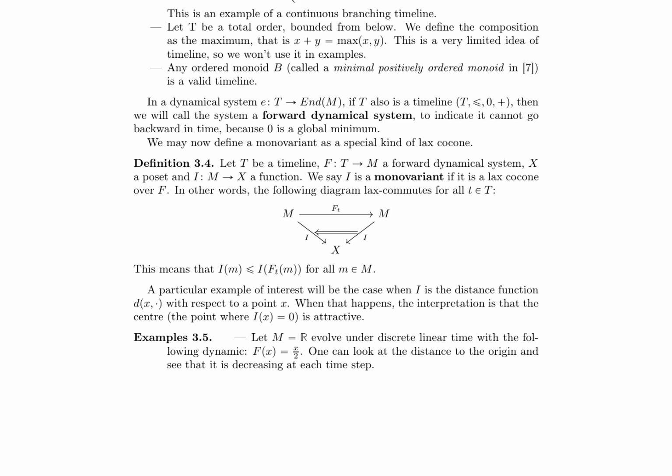A particular example of interest is when I is the distance function d(x, ·) with respect to a point x, which interprets the center as an attractive point. An example of a discrete linear timeline with a dynamic f(x) = x/2 is provided, where the distance to the origin decreases at each time step.